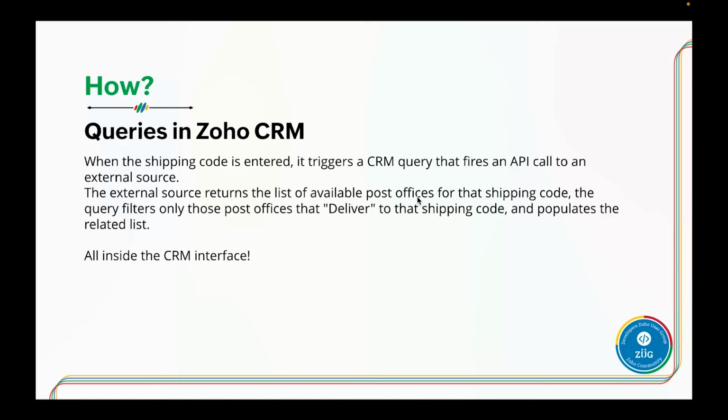And what was the result? The filtered list of post offices is automatically populated into a related list in CRM. So Patricia never had to leave her CRM interface, and she just entered the shipping code and the system does the rest. Now, why does it work so well? The query runs live, but it runs invisibly based on a field update. It integrates external data into CRM seamlessly. It uses the REST API type, a built-in capability, and negates the need for custom functions.